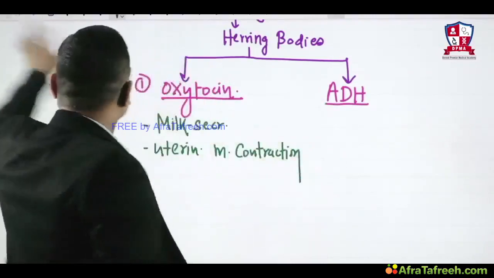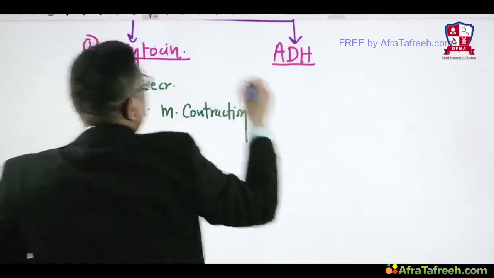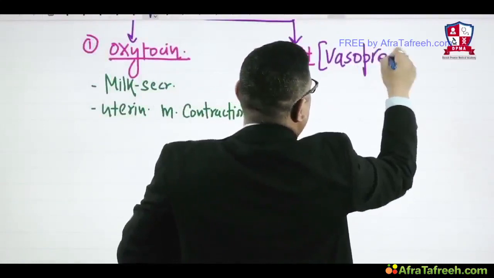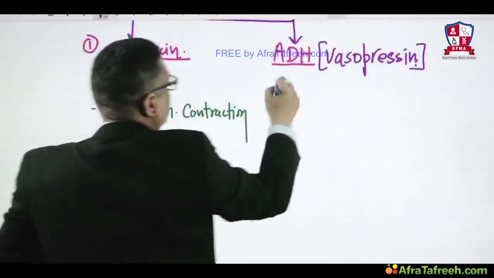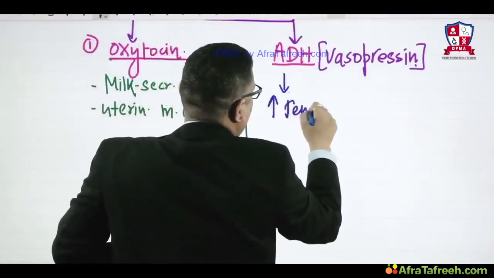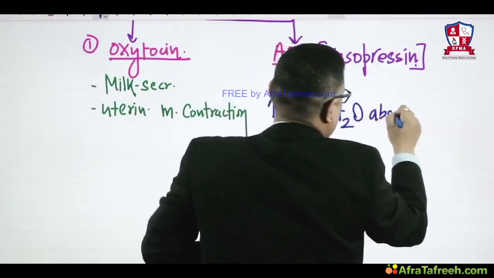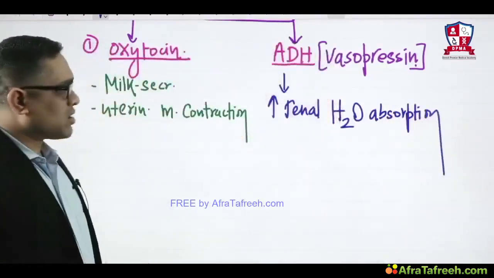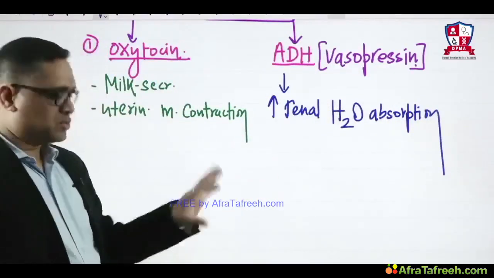Now coming to the ADH, what is the function of ADH? Antidiuretic hormone, which is also known as vasopressin, right? So ADH or vasopressin, their basic function is to increase renal water absorption, right? So when ADH functions normally, there will be increased renal water absorption.